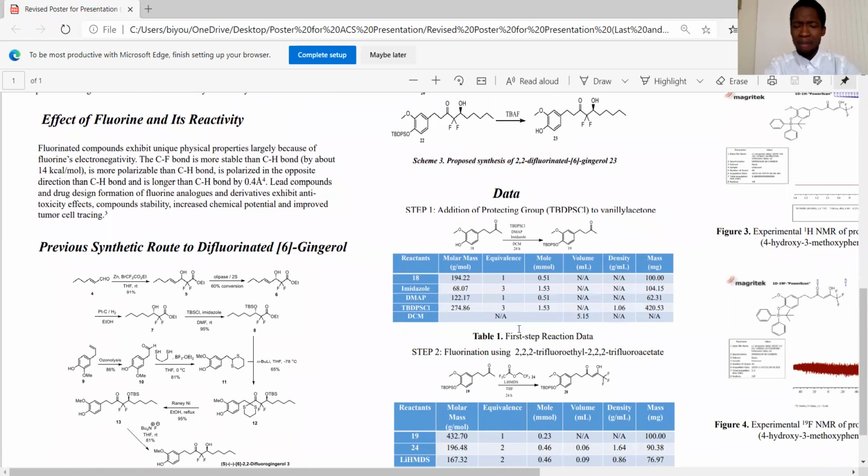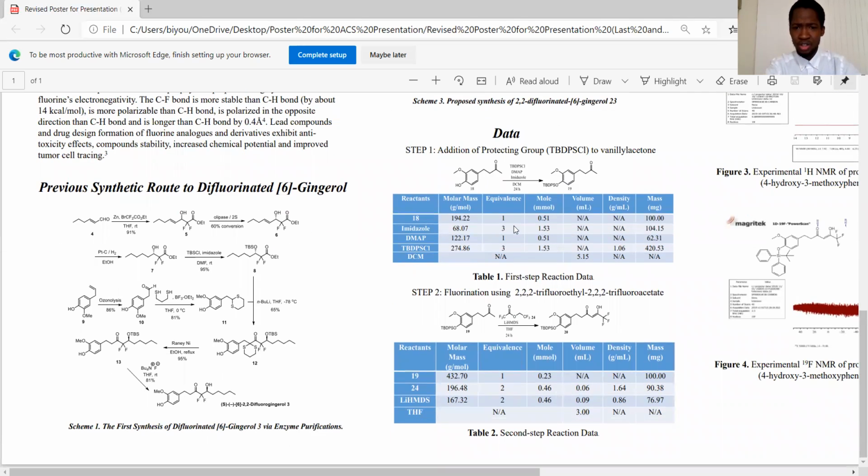So coming to the data portion of the research. The first step is the addition of the protecting group to vanillyl acetone. I started with 100 milligrams of the starting material, and I used one equivalent. Then 3 equivalents of imidazole were used, 1 equivalent of DMAP was used, and 3 equivalents of the protecting reagent were used. And the protecting reagent and the DMAP were actually in excess in this reaction. And we're going to see in the analysis portion if this reaction was successful or not.